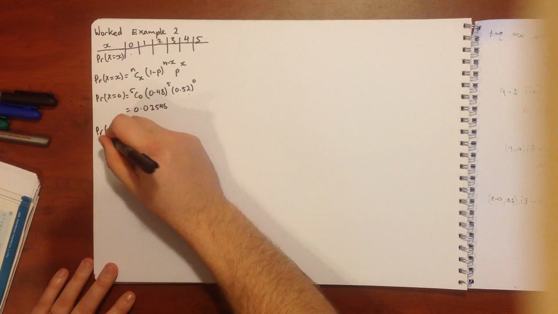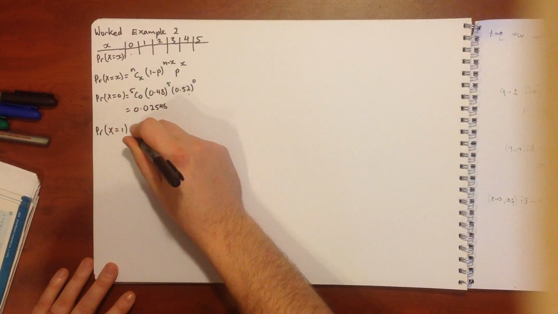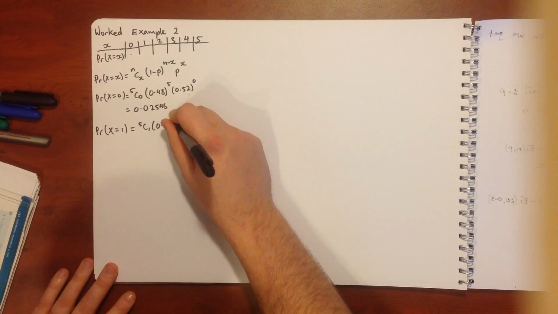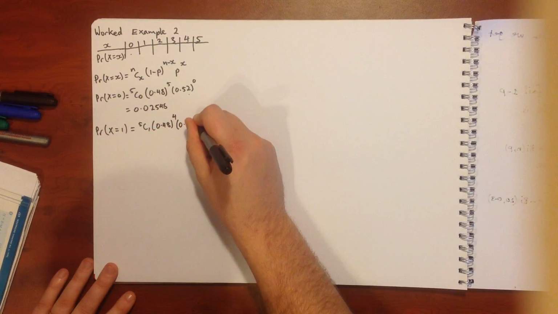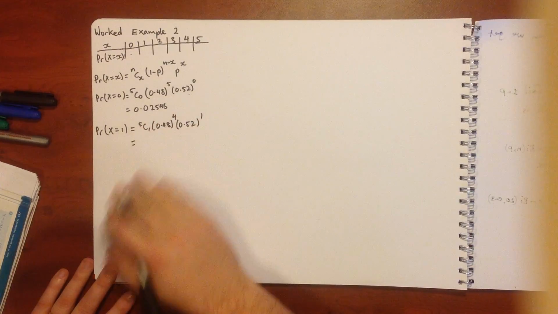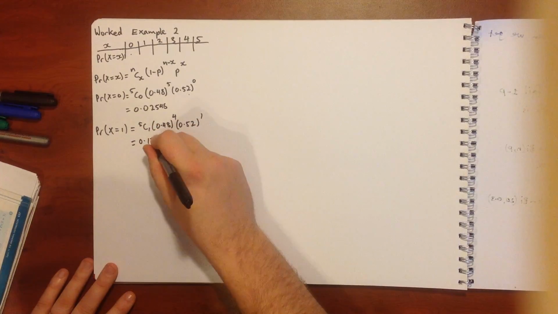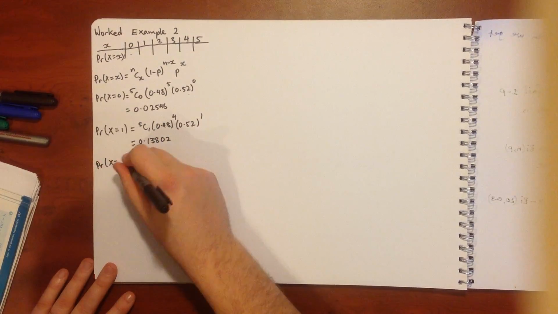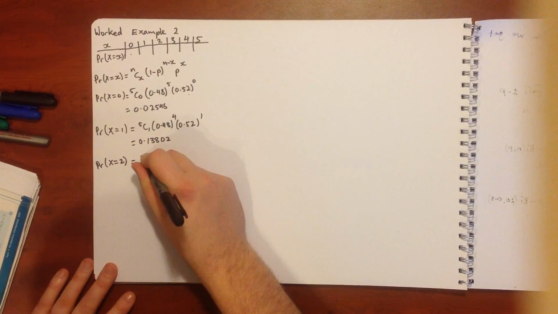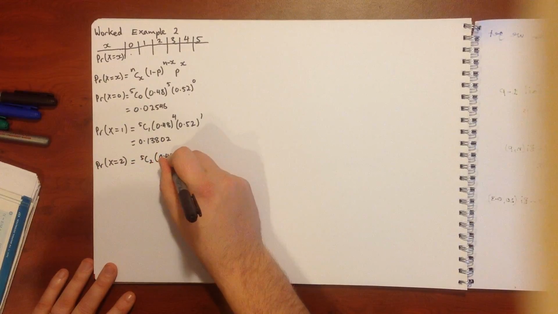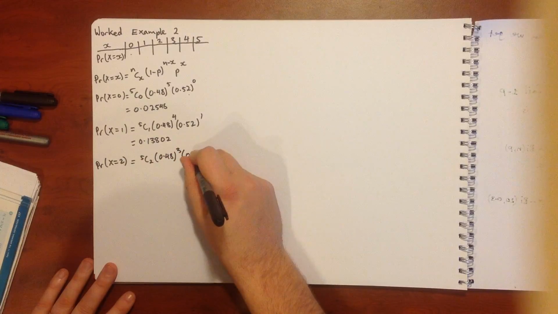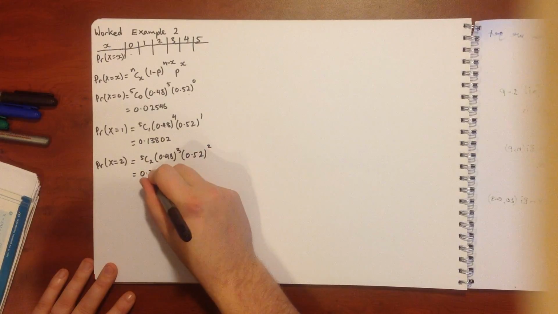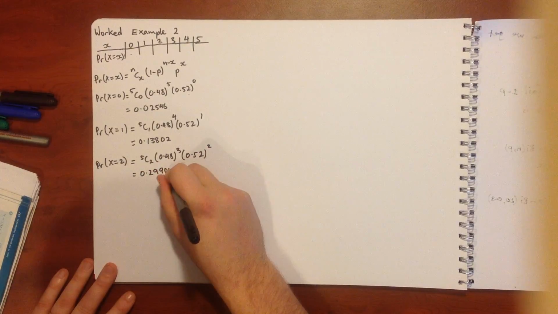Now we do the probability that X equals 1. This time it's 5 choose 1 times 0.48 to the power of 4 times 0.52 to the power of 1. When we do that, we get 0.13802. The probability that X equals 2 is 5 choose 2, 0.48 to the 3, 0.52 to the 2. When we do that, we get 0.29904.